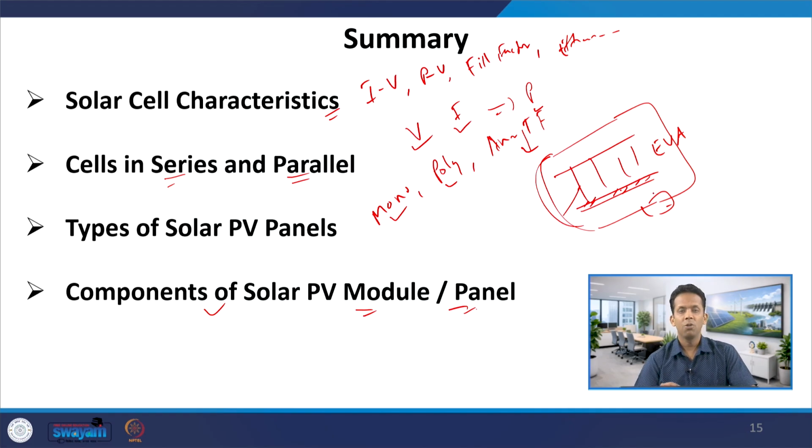So I think that was all for today's lecture, and we will look into how we design. First we'll see what are different types of solar PV systems, and then since standalone solar PV systems are most common, we'll look at how we design one.